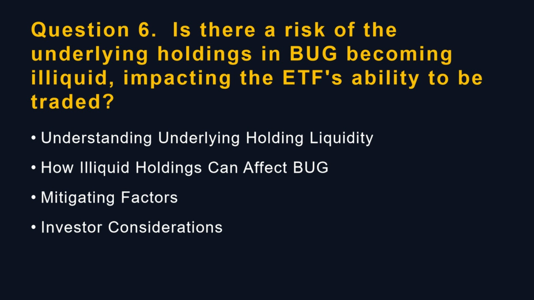Less frequent rebalancing of the index could potentially reduce the risk of encountering liquidity issues during rebalancing events. Investor considerations. While the risk of widespread illiquidity within BUG's holdings might be relatively low, it's still a factor to consider, especially for risk-averse investors. If easy entry and exit from your investment are crucial, you might want to prioritize ETFs that track broader market segments or hold more liquid underlying companies.